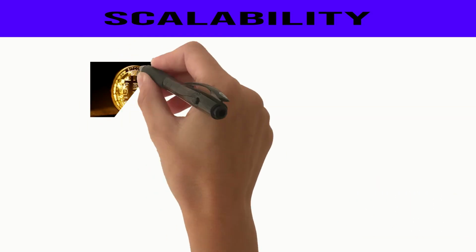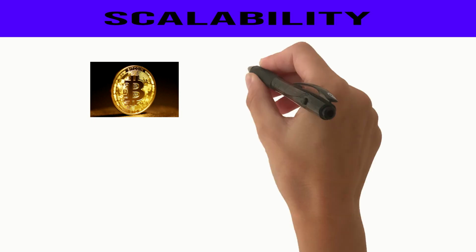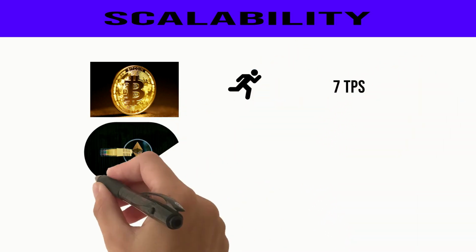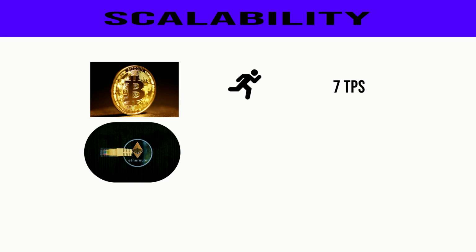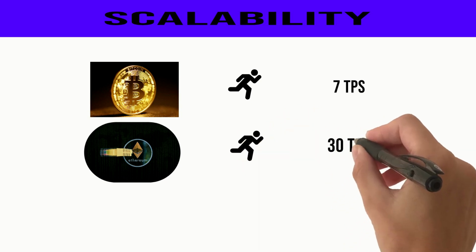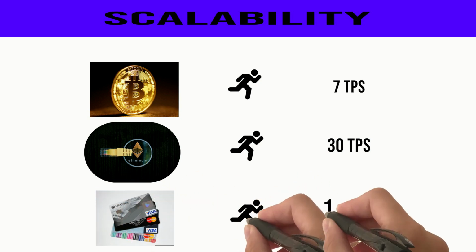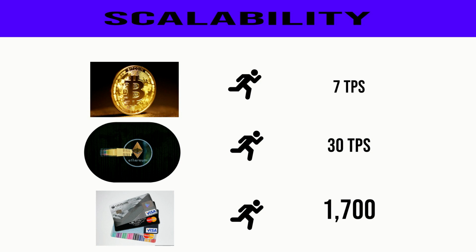Bitcoin has a transaction rate of 7 transactions per second. Ethereum is sitting at a slightly higher spot, with roughly 30 transactions per second. These figures don't seem so bad at first glance, but Visa's throughput can be upwards of 1,700 transactions per second.